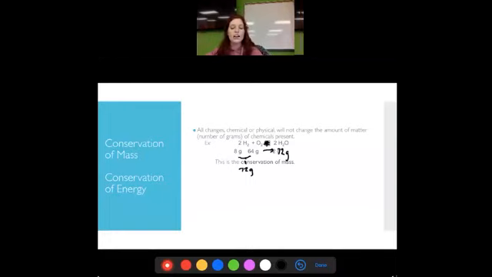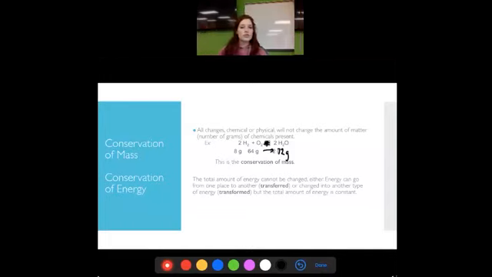This is called the conservation of mass. Sorry, I know it's kind of being covered up. So this is the conservation of mass. So conservation of mass states that all changes will not change the amount of matter or number of grams of chemicals present.